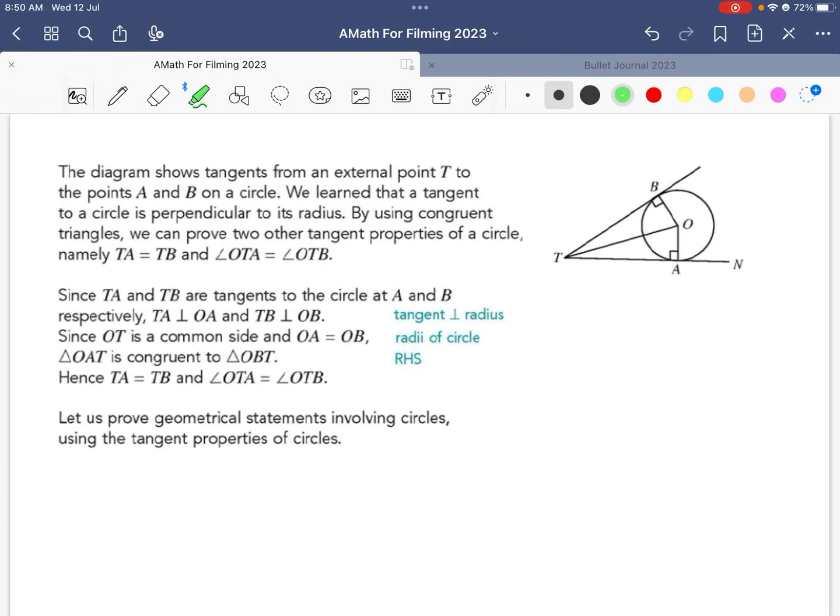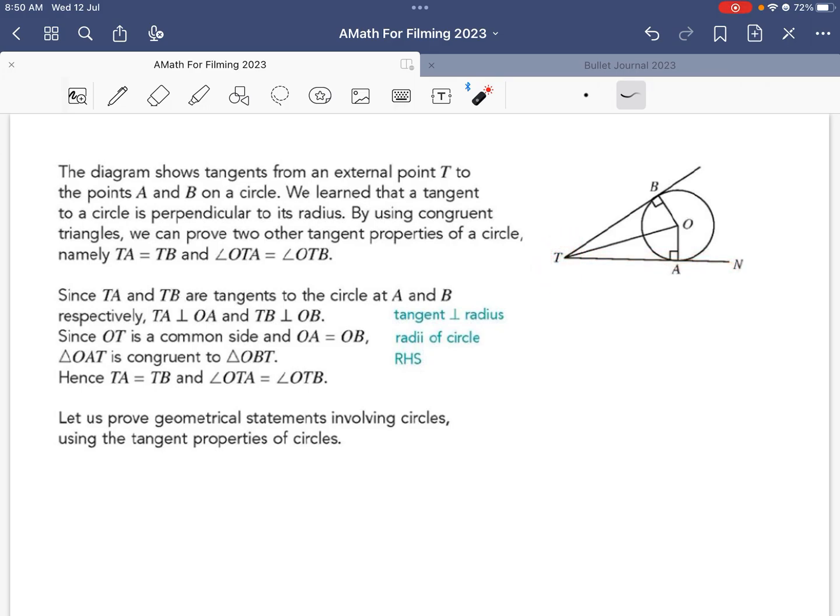Okay, we have part 3 now of 19.3 circle theorems. What is shown in the diagram is something we have looked at. This is a tangent to the circle, and T is also a tangent to the circle. Both of them meet at the point T.